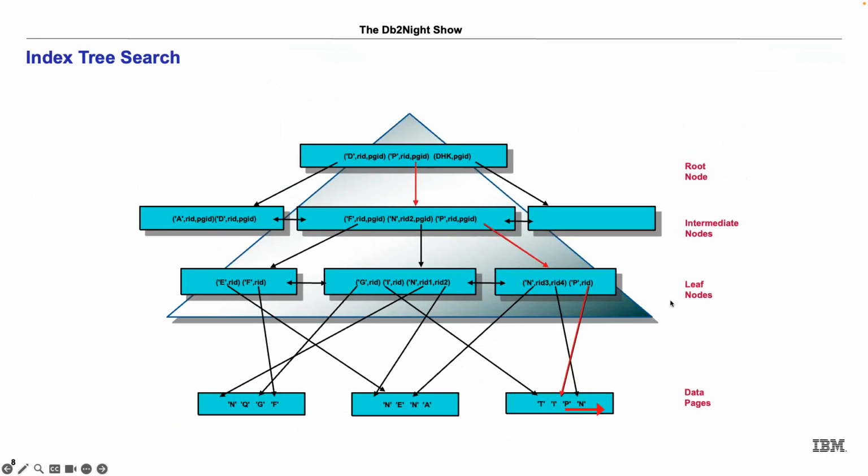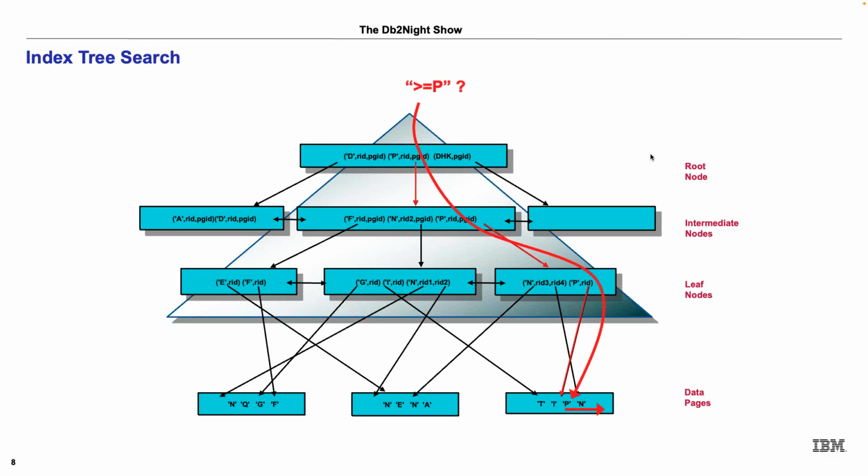I'm gonna move on to the next, which is index tree search. So let's have a quick look at how DB2 searches using a B+ tree. On the screen, you see the 3-level index tree: root node, intermediate node, and the leaf node. So we start the search at the root. So let's say we want everything greater or equal than P. So down through the root, we get to the intermediate page.